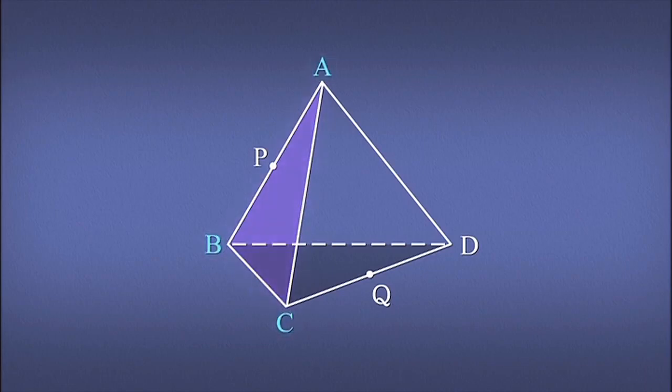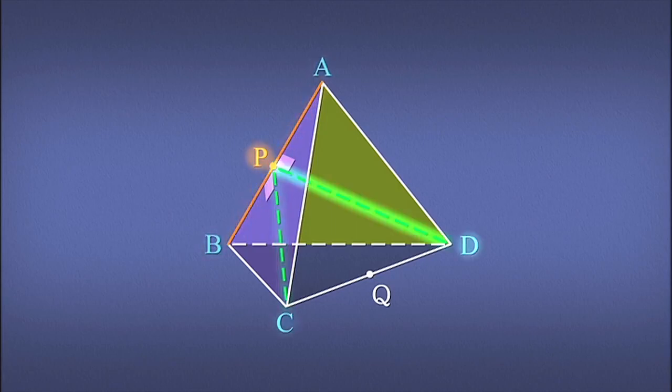Plane ABC and plane ABD intersect at line AB. AB is the line of intersection. Point P is the midpoint of AB. In triangle ABC, CP is perpendicular to AB. In triangle ABD, DP is perpendicular to AB. CP and DP are the two arms of angle DPC. Therefore, angle DPC is the angle between plane ABC and plane ABD.